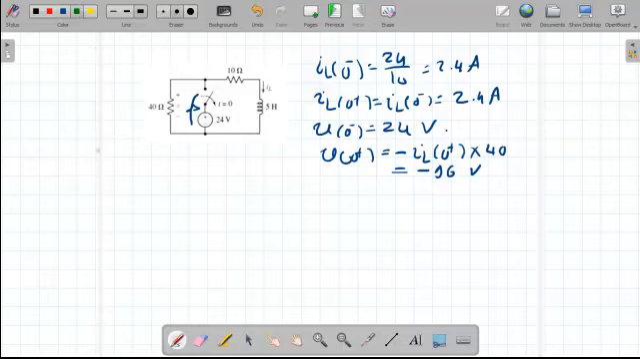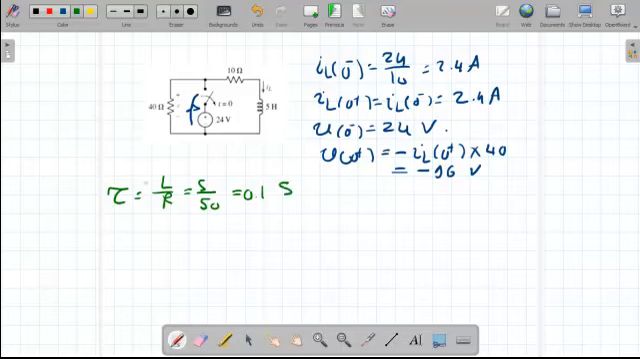Now we want to find the time constant of the circuit. What we will have is only two resistors connected with the inductor. So tau will equal L over R. L we have only 5 Henry, but R we have 40 plus 10, so they become 50. So here then tau becomes 0.1 second.